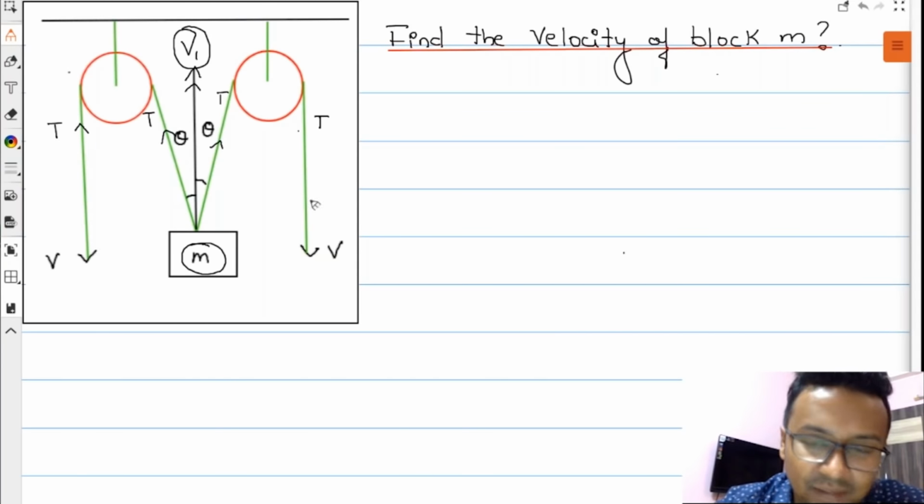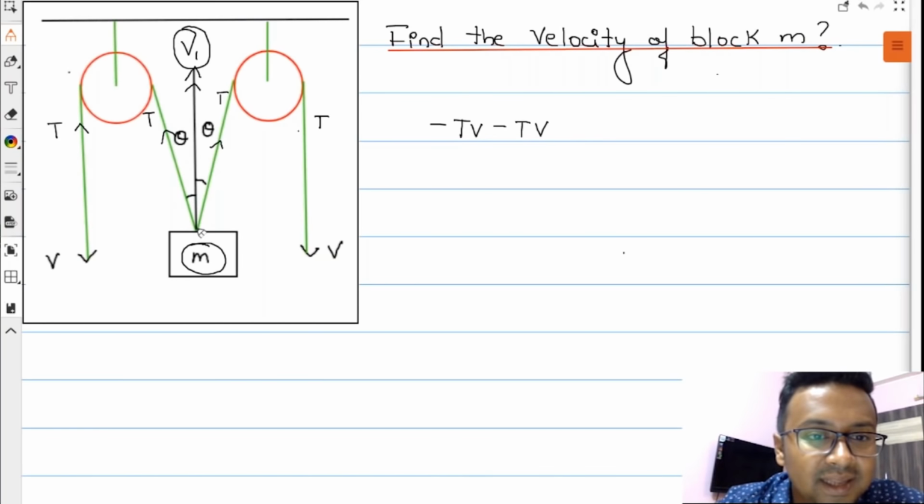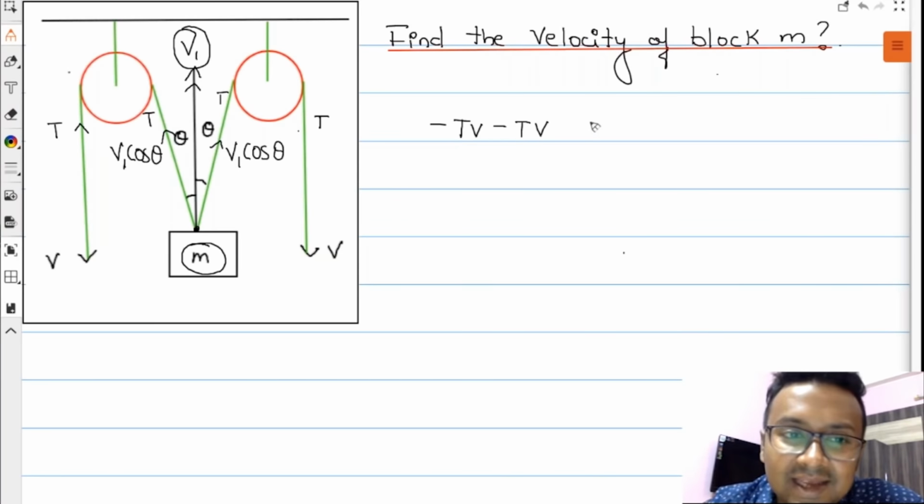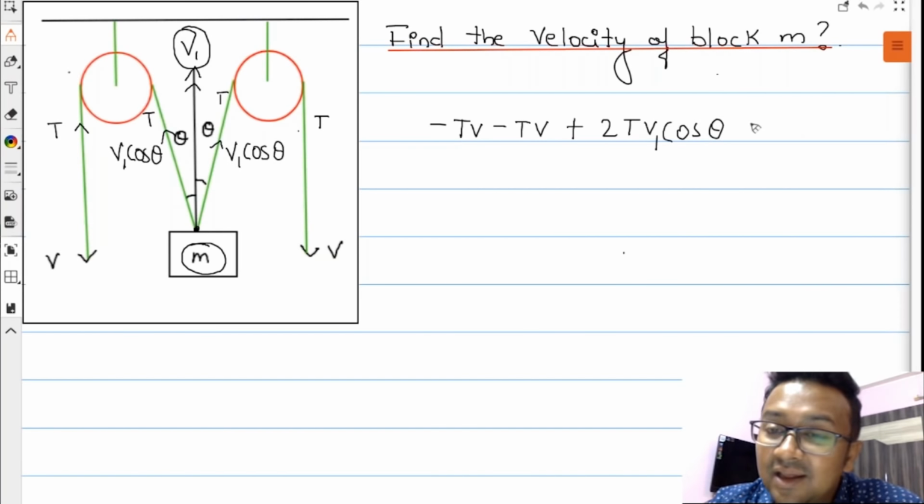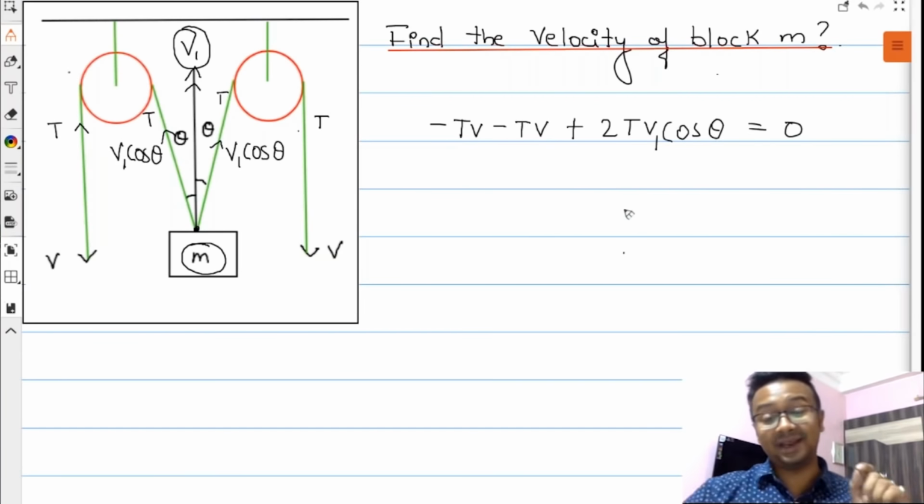The tension for this part is in the upward direction, so minus T V. For this part also minus T V. Now here, in this case, as it is going up, the tension component along this direction is V1 cos theta, and here also it is V1 cos theta. Clear, guys? Then I can say it is plus 2T V1 cos theta is equal to 0, my dear students.